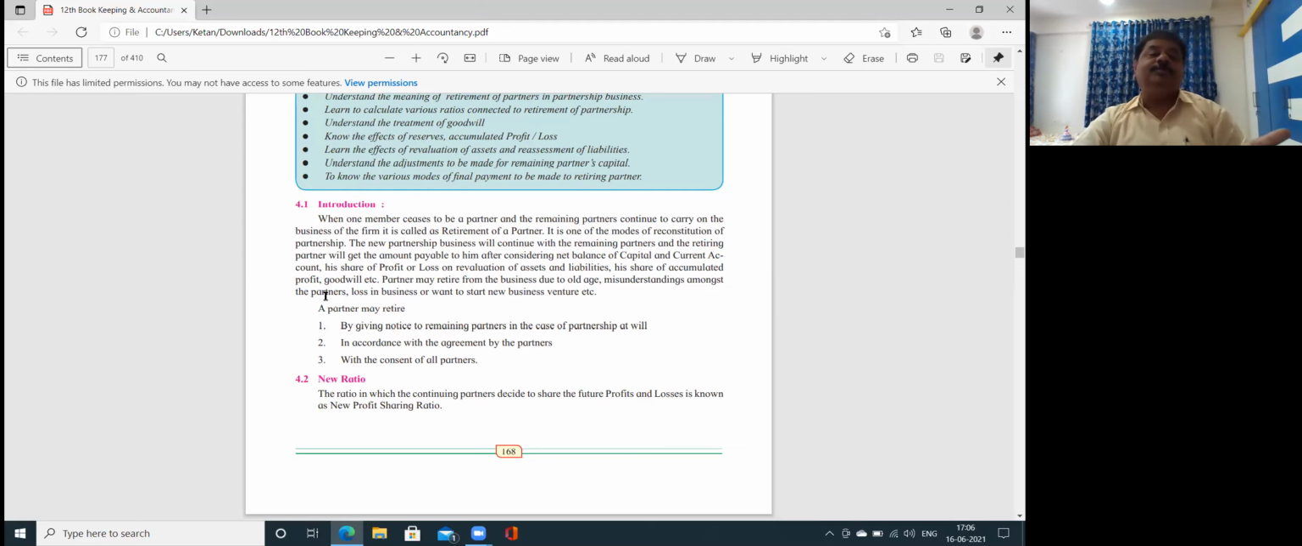Now here old means what? All 3 old partners. In the case of admission of partner, there are 2 old partners and the third, number 3, is called the new partner or incoming partner. That is the difference. Now he is getting the share of accumulated profit, and goodwill also. He is getting the goodwill because now that outgoing partner, the retiring partner, is making a sacrifice of his profit share.